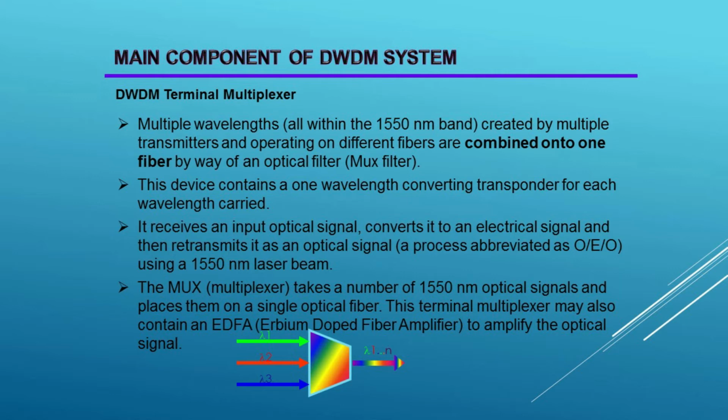a process abbreviated as OEO, using a 1550 nanometers laser beam. The MUX multiplexer takes a number of 1550 nanometers optical signals and places them on a single optical fiber. This terminal multiplexer may also contain an EDFA, erbium-doped fiber amplifier, to amplify the optical signal.